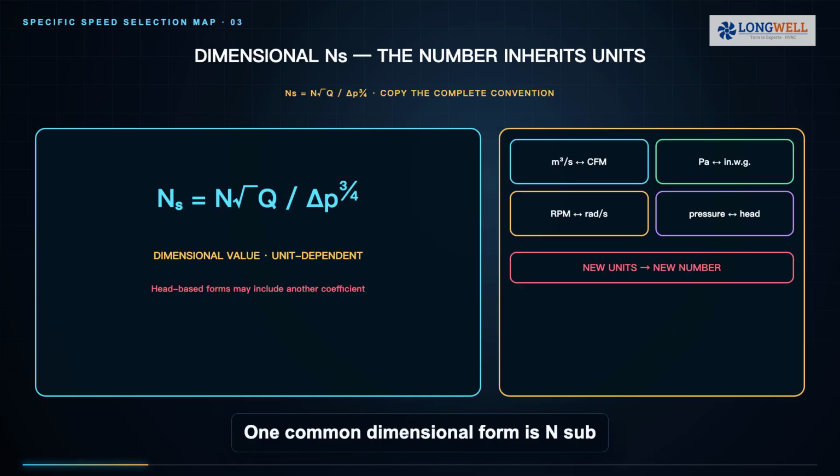One common dimensional form is n sub s equals N times the square root of Q, divided by delta P to the 3/4 power. That number inherits the chosen units. Change cubic meters per second to CFM, pascals to inches of water, or RPM to another speed basis, and the numeric value changes. Some references use head instead of pressure and add a coefficient. Never copy a boundary without copying its complete convention.